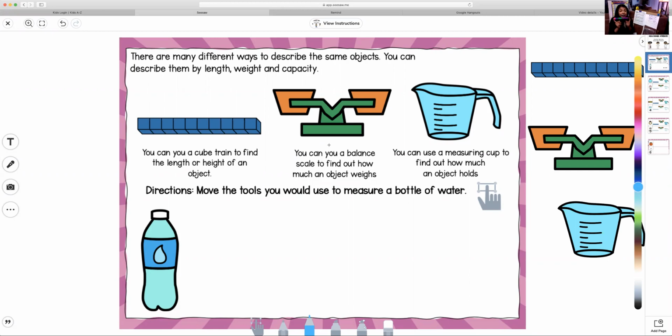Mommy, we don't have cubes. You do or you don't? No, I don't. A lot of our friends don't.